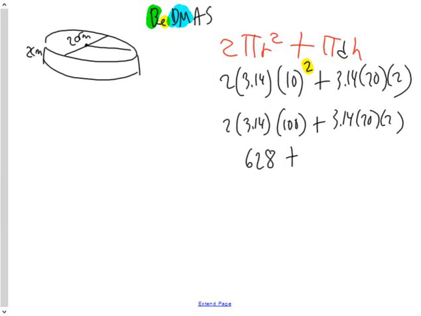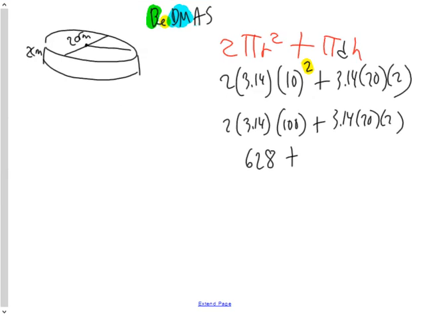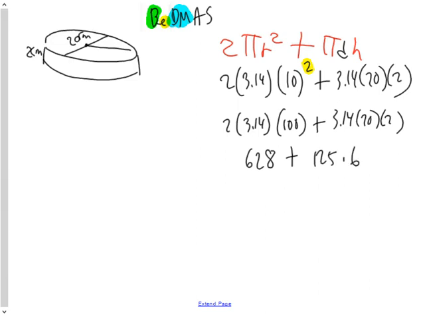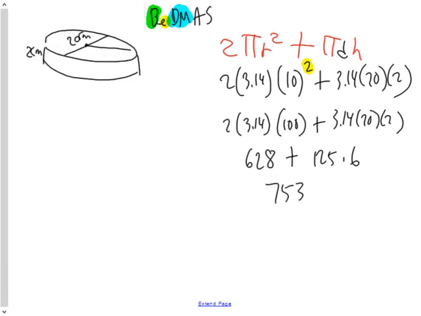The next one I'm not so good at. I should be able to, but I'm not good. Oh, that's not what I wanted. I wanted my calculator, which is right there. So when I do my calculations, I want 3.14 multiplied by 20 multiplied by 2, or multiplied by 40. Keep it simple. Is 125.6. And when I add those two together, add that to my 628, I get a final answer of 753.6 centimeters squared.